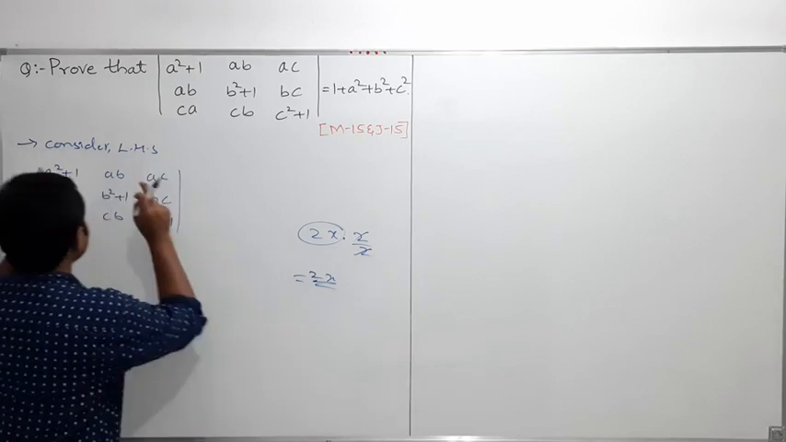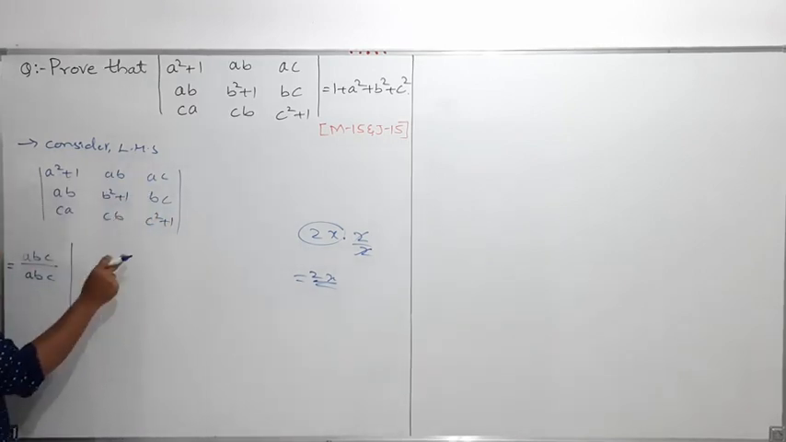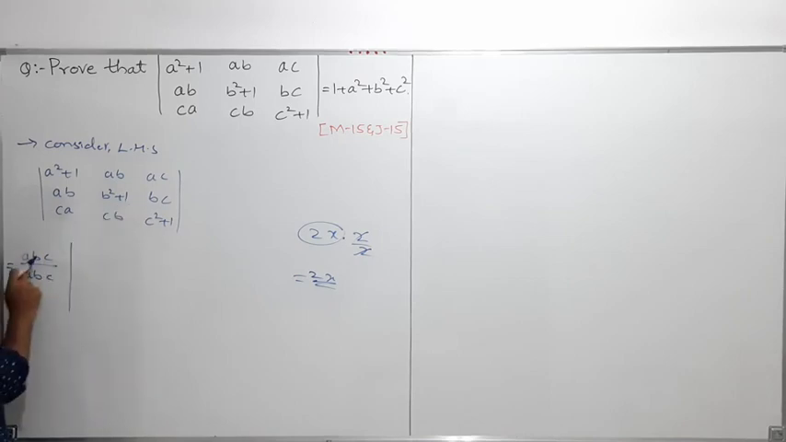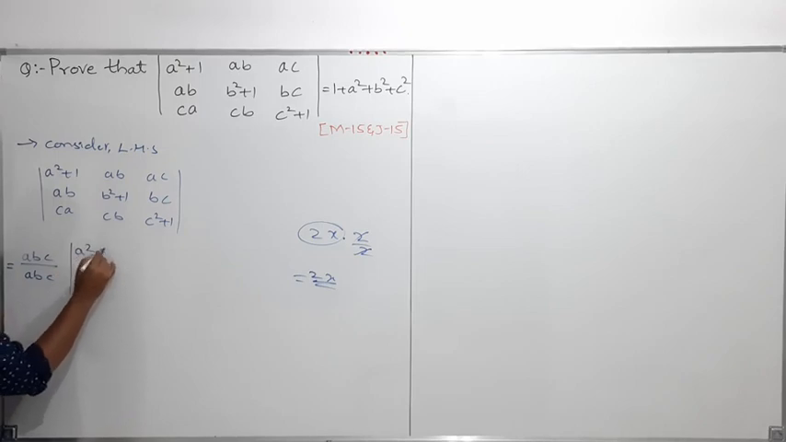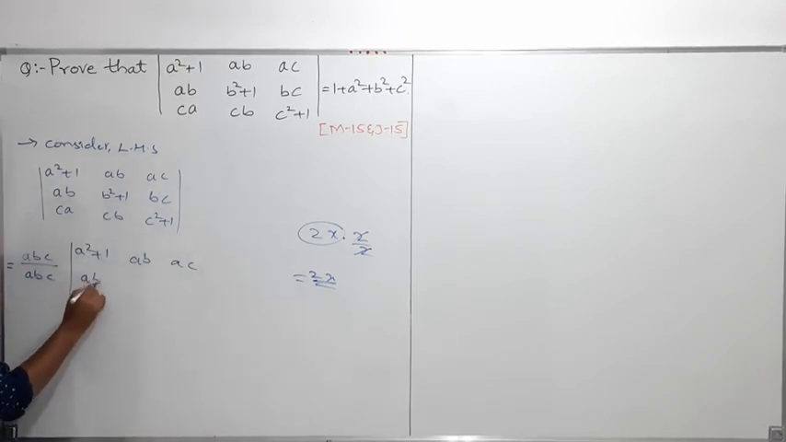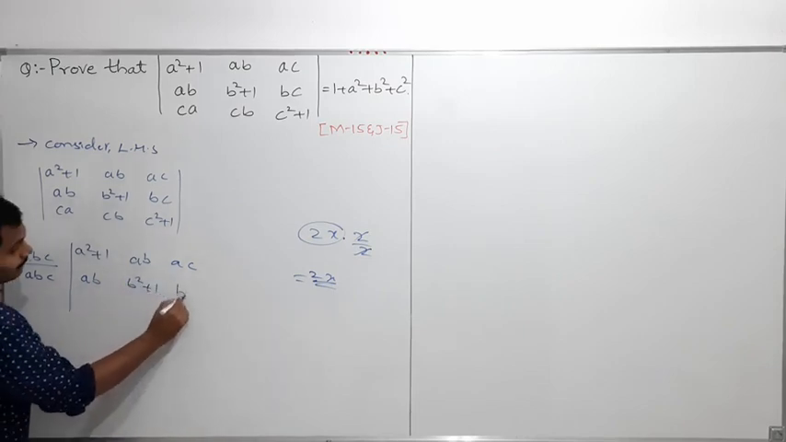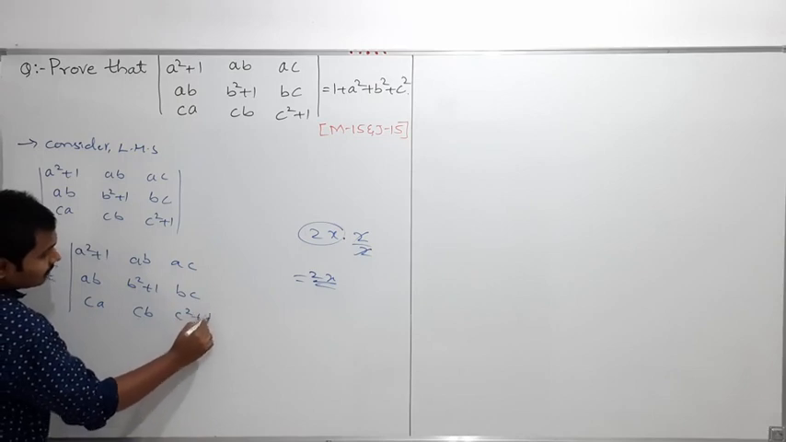Like this, for this determinant, without affecting its value, I will multiply and divide by ABC. If this ABC gets cancelled, the value will remain as it is. So the determinant is a square plus 1, AB, AC, and here AB, b square plus 1, BC, CA, CB, c square plus 1.